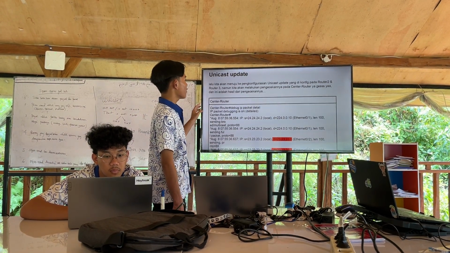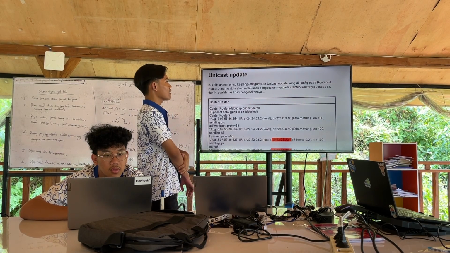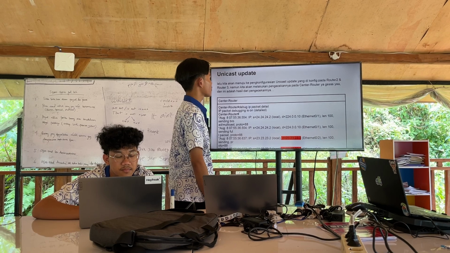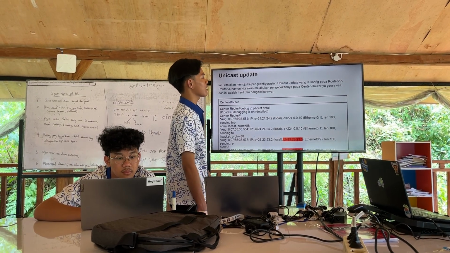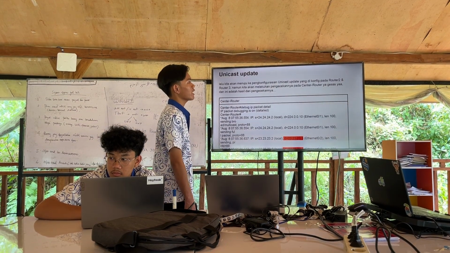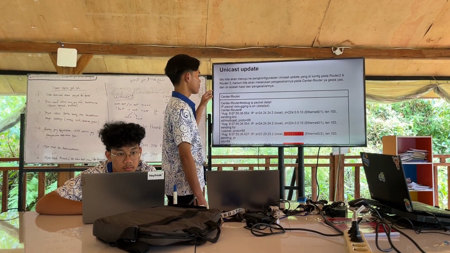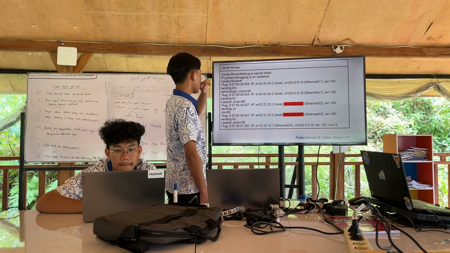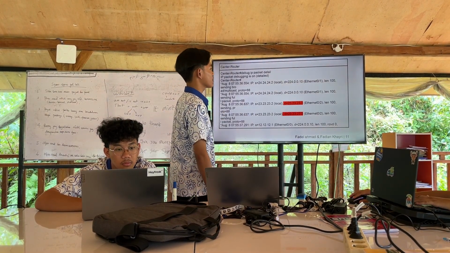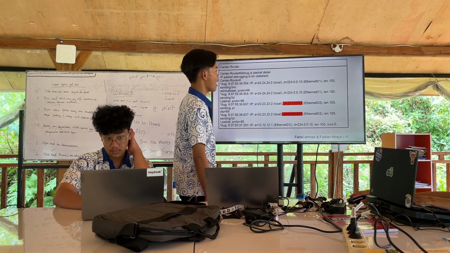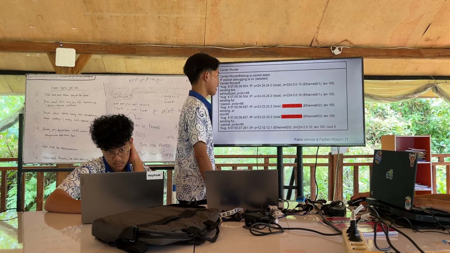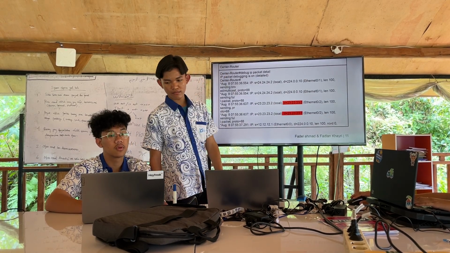And next is about unicast update. The unicast update configuration is configured at the center router and router to router, but we check at the center router. This is the command debug IP packet detail. The IP packet was delivered by this IP, not the default again. Next.